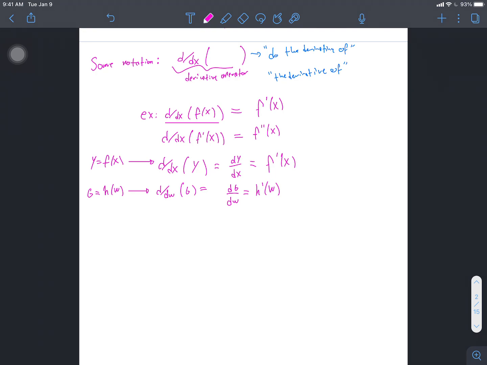So for setting up this notation, we take whatever is the input and place it in the denominator, and whatever is the output, we put in the numerator.